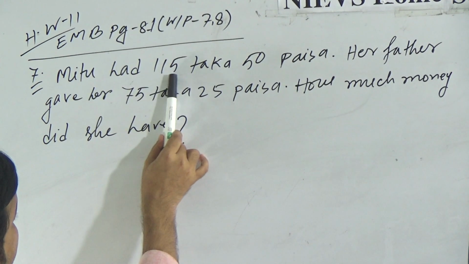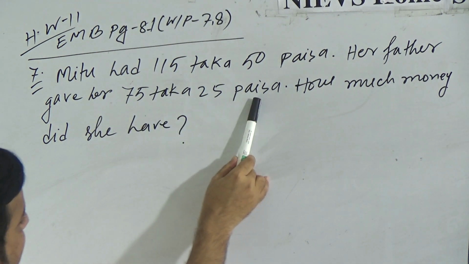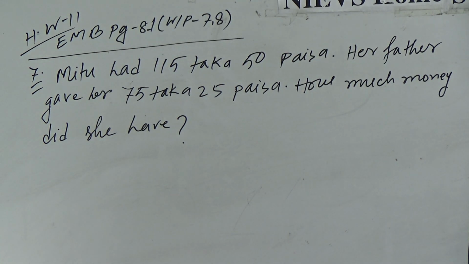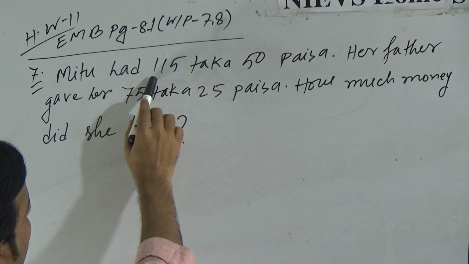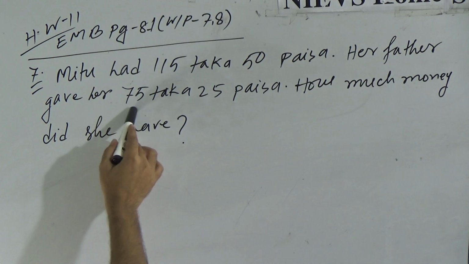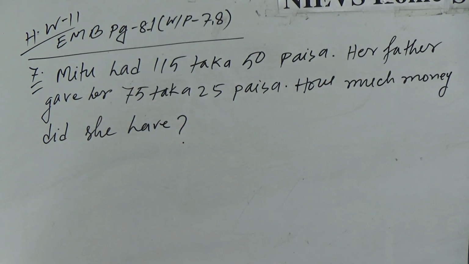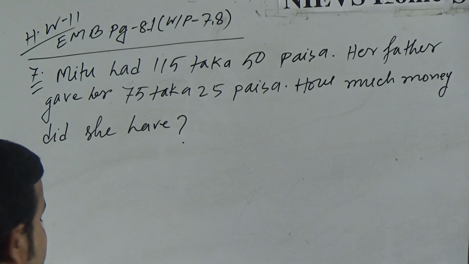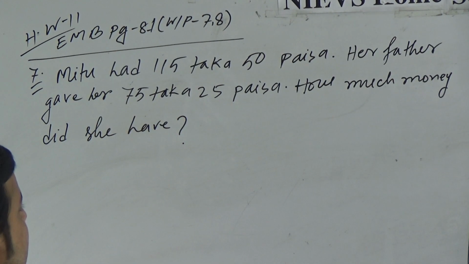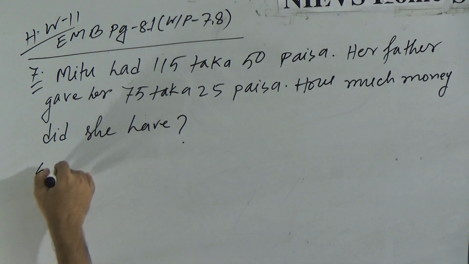Mitu had 115 taka 50 paisa. Her father gave her 75 taka 25 paisa. How much money did she have? It means that Mitu had 115 taka 50 paisa, as her father gave her 75 taka 25 paisa. Now if we add these two amounts, we will get the total amount Mitu had. So our solution of the first question is addition. So we have to add these two amounts. So we can write the solution.